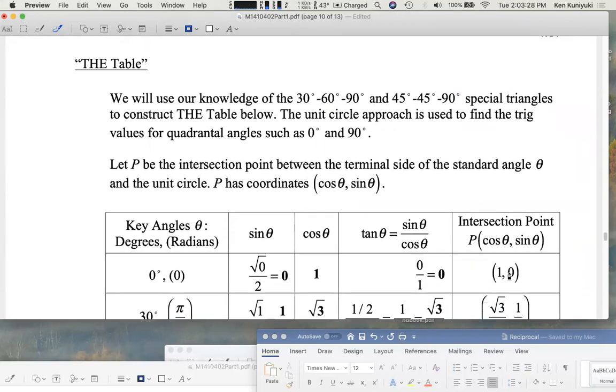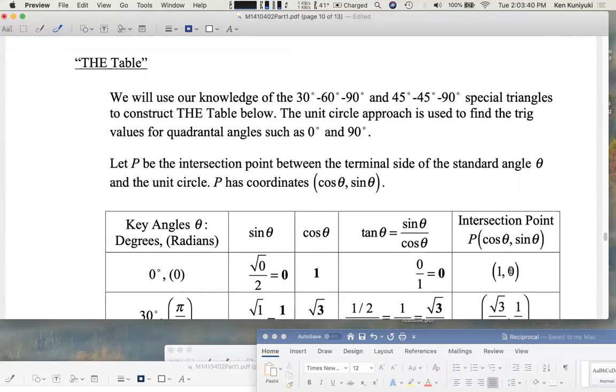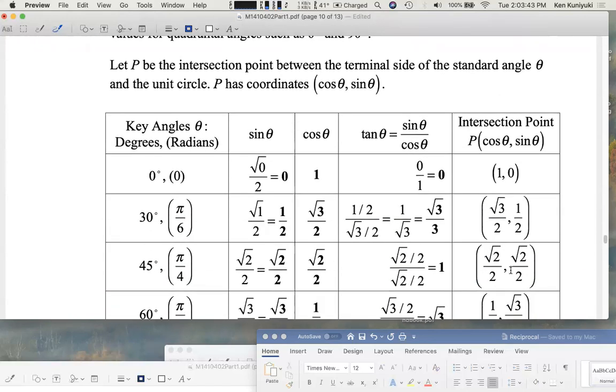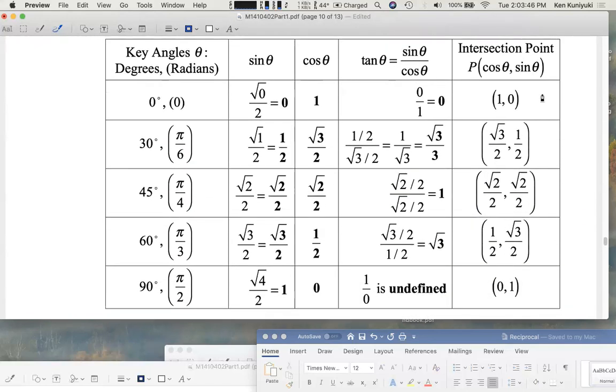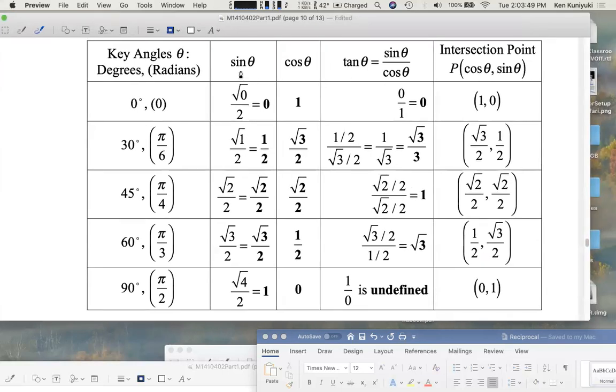All right, now it's time for the table. And you should be able to write this out on a piece of paper easily within a minute. There are nice patterns for the special trig values. Let's look first at sine of theta. Here's the pattern for these key special angles between 0 degrees and 90 degrees. The key special angles are 0 degrees, 30 degrees, 45 degrees, 60 degrees, and 90 degrees. Remember, we got these from the special triangles.